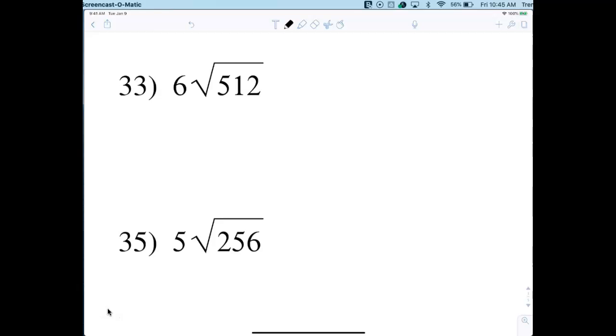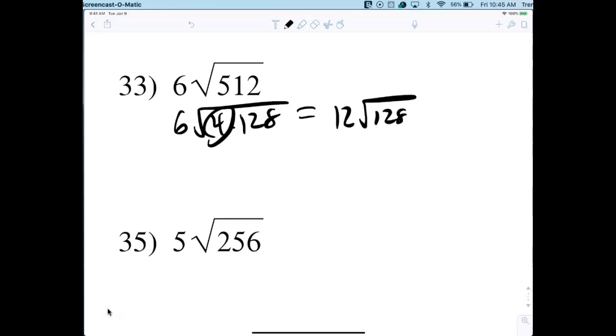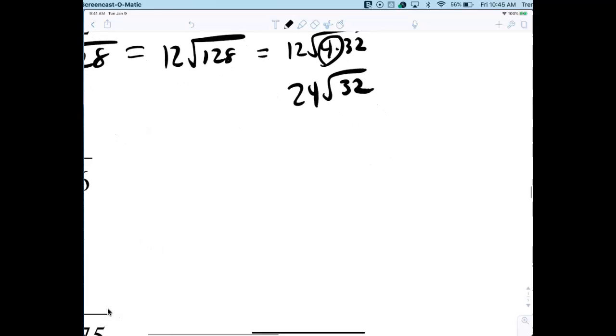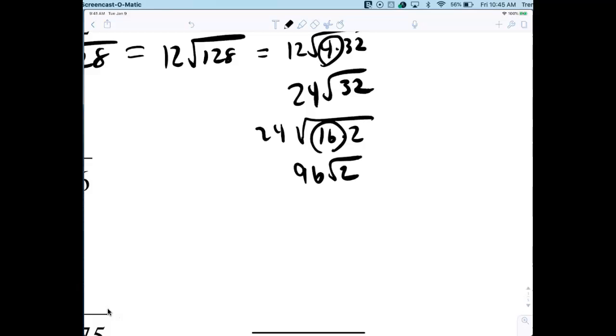All right, 512 divided by 4. Let's do that. 6 times 4 times 128. Square root of 4. Just hold up. 2, right? So what's on the outside? 12 radical 128. Okay, divide by what? Hold up. Uh-oh. Just stay with me. 12 times 4 times what? 32, right? What's the square root of 4? 2 times 12. 24 radical 32. Now you know 32 is what? 16 times 2. What's the square root of 16? 4 times 24. 96 radical 2.